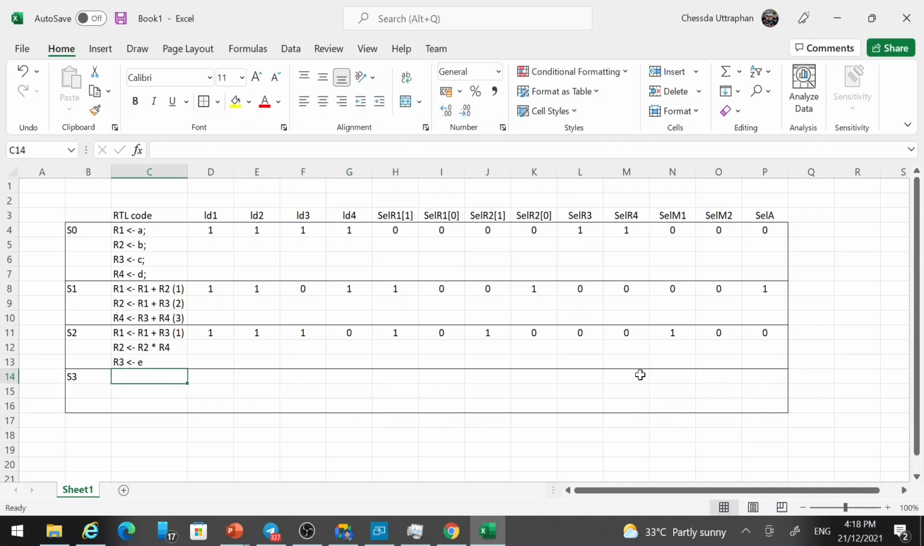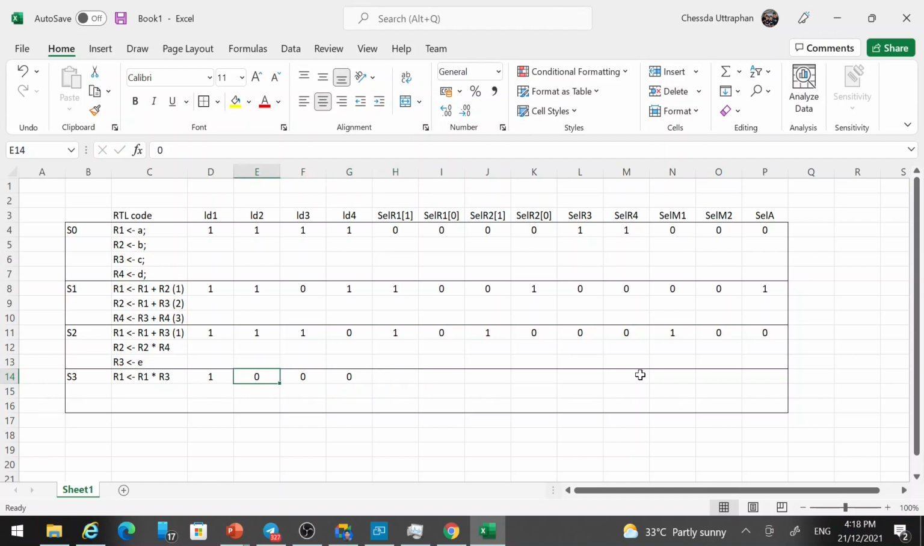And this is S3. Let's have a look at the equation. So S3, we have R1 multiplied by R3. That's it. So we have only one RTL operation here. So R1, again, this must be 1. The rest should be 0 because we only write to R1.